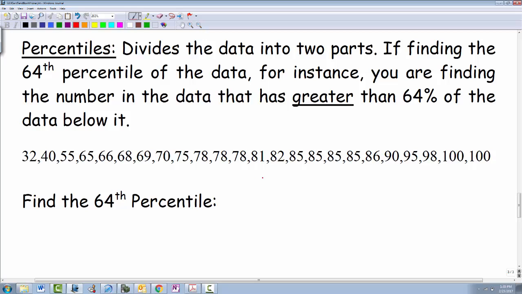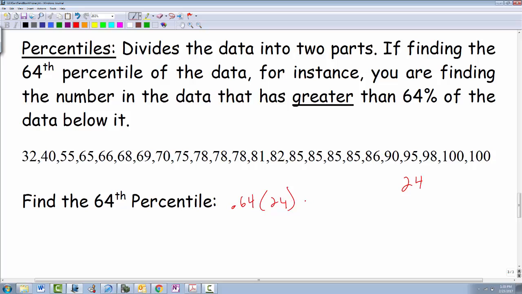How many numbers are in the data? Same data. How many numbers are there? 24. So why am I going to take 0.64 times 24? All I'm trying to find is the number in the list that represents the 64th percentile, where 64% of the data is before it.